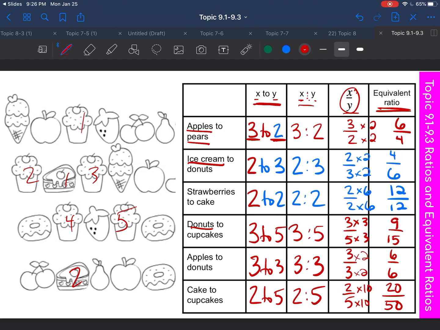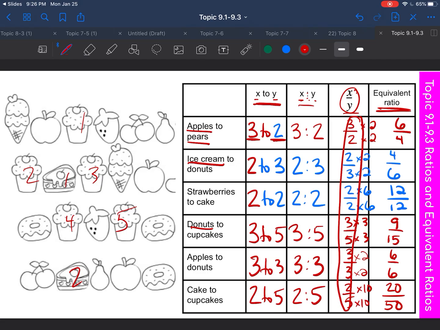Okay, so what we just talked about today are just a couple ways to write ratios and how to find equivalent ratios. Again, if you think about ratios like fractions, it's really easy to find equivalent ratios, just like you would find equivalent fractions. All right?